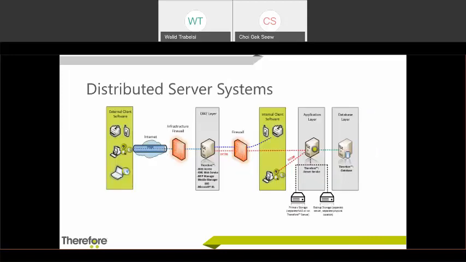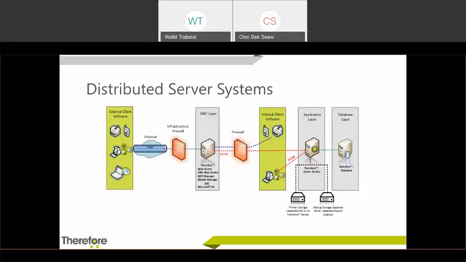Here are the global settings you have to make. Okay, so there is a DMZ layer in the middle. It is located behind the infrastructure firewall and provides an access point between the Therefore system and the internet. You can communicate via HTTPS. Of course, you can do it via HTTP, but it is more secure to do it via HTTPS.